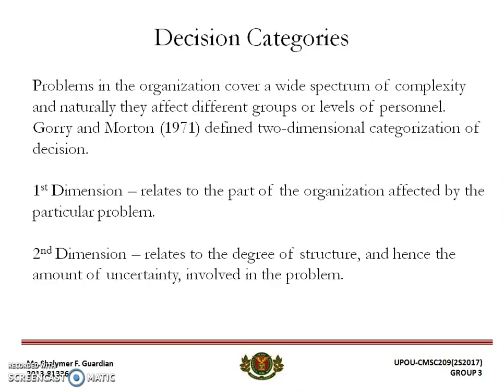Decision categories. Problems in the organization cover a wide spectrum of complexity, and naturally they affect different groups or levels of personnel. That's why Gorry and Morton define a two-dimensional categorization of decision. The first dimension relates to the part of the organization affected by the particular problem, and the second dimension relates to the degree of structure and hence the amount of uncertainty involved in the problem.